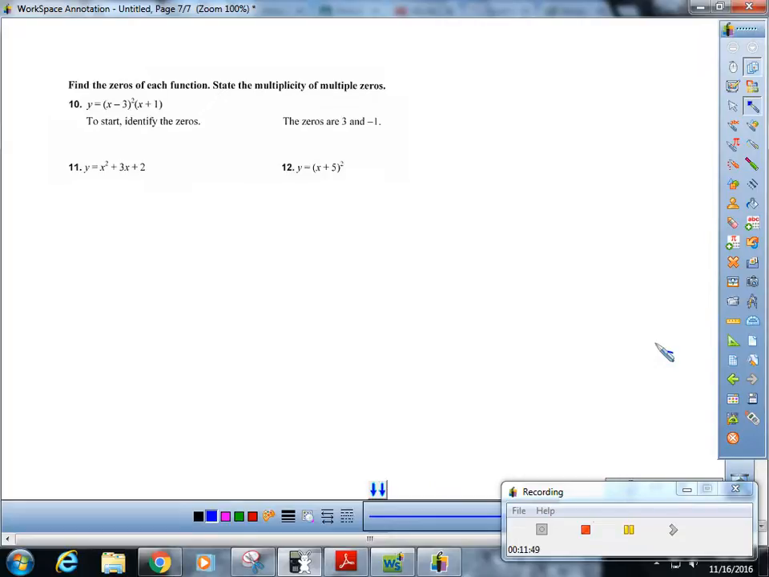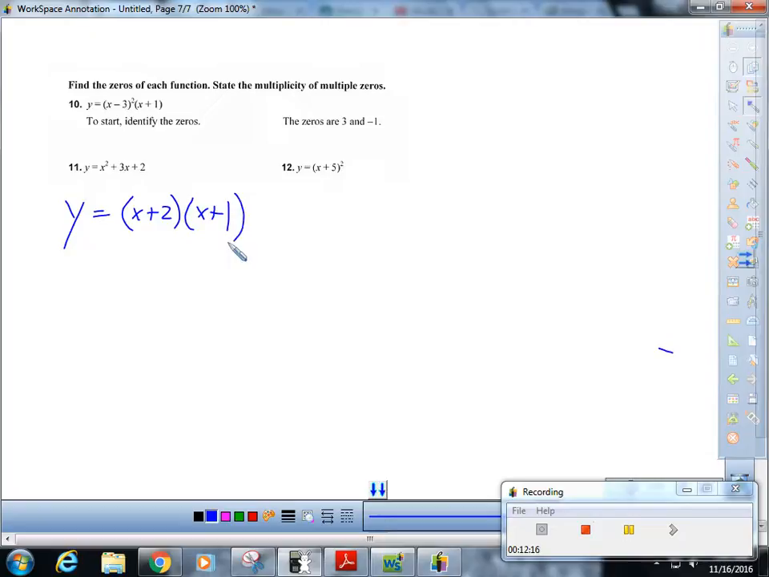All right, last page. This is now combining the first page and the second page. So what we have to do is factor this thing. We're looking for 2 numbers that multiply to be 2 and add to be 3. 2 and 1. So what are our zeros? -2, -1. When it says state the multiplicity, I guess just write 1 each. Don't worry about it. You're not going to understand what that means yet. You will on the next one.